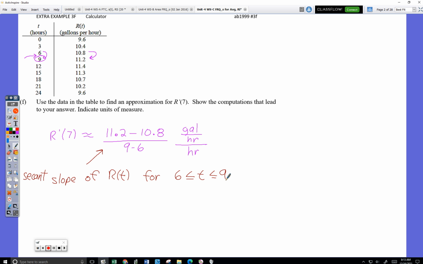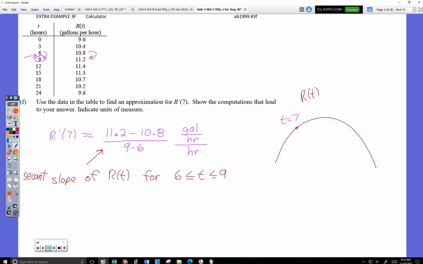So that's what we're calculating. If we try to draw a picture of this thing, if we try to draw what R looks like, R seems to go up and then kind of comes back down. What we're doing is we want to estimate how fast R is changing, say right here at time equals 7. But we don't have any data that would allow us to do that.